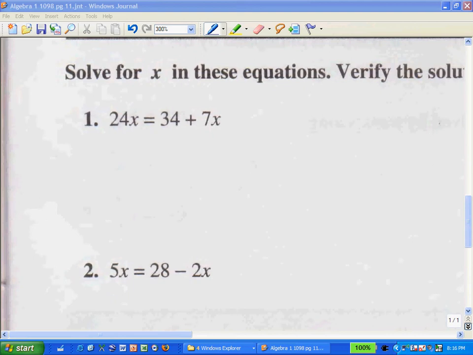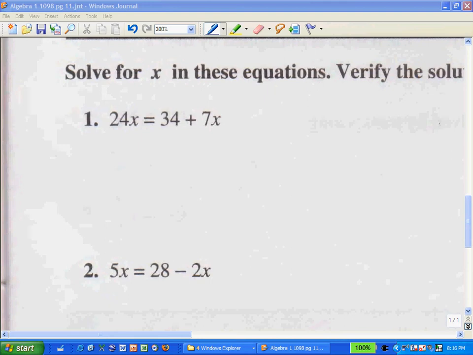In other words, all the numbers that have x's next to them, we've got to move to one side of the equation using subtraction, addition, multiplication, or division. So far, we've only been using subtraction, but from this point forward, we're going to start using division and multiplication to be able to get x by itself so that we can figure out what x is.